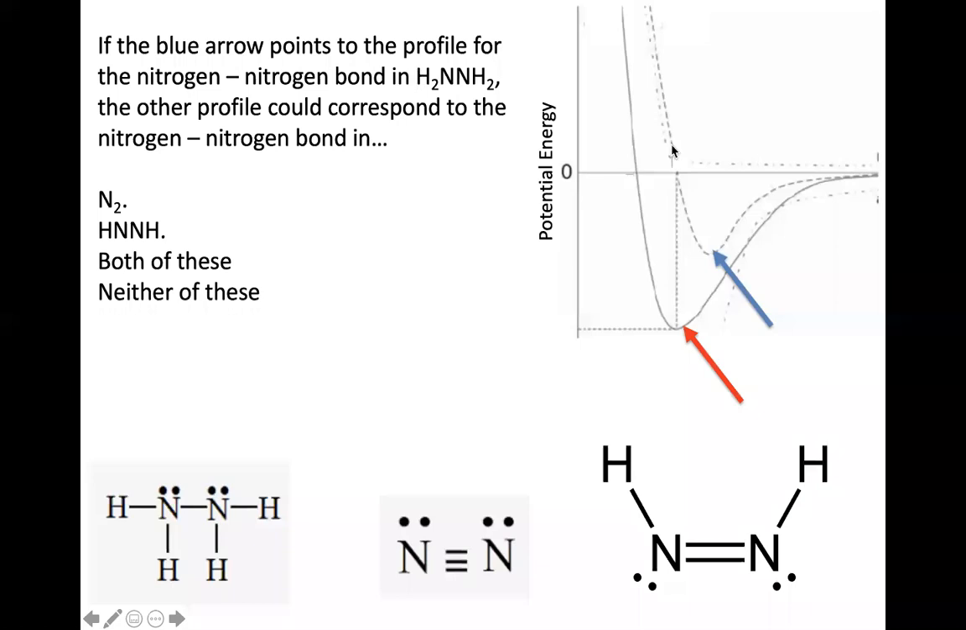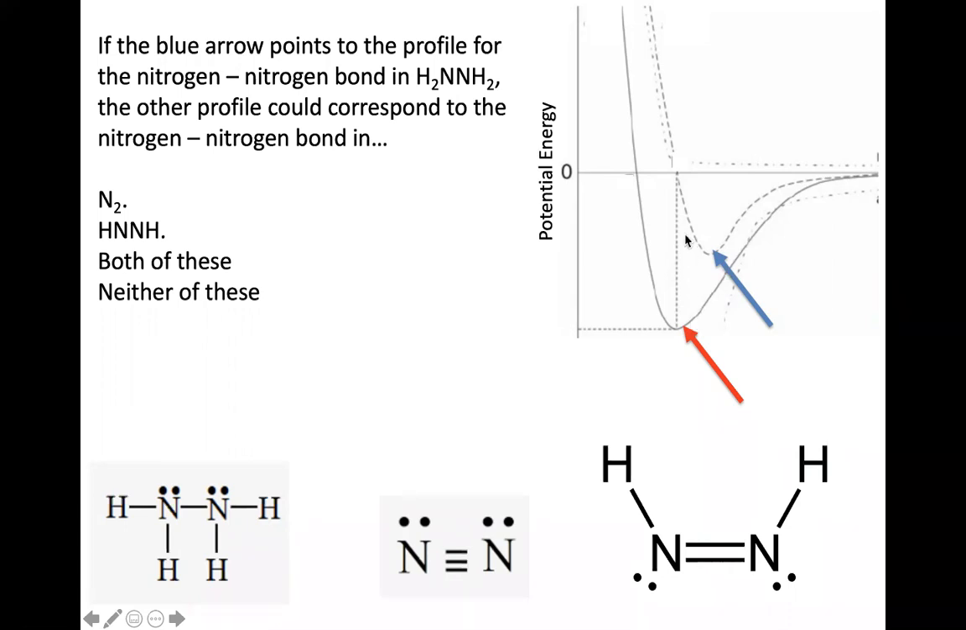I'm going to first draw my attention to the one that the blue arrow is pointing to, this dashed line. Yep, it looks like there's a bond. It looks like it's moved lower in potential energy as the atoms came together. Got it. But now it's asking me to compare with the red arrow and that solid line. What do I see with the solid line?